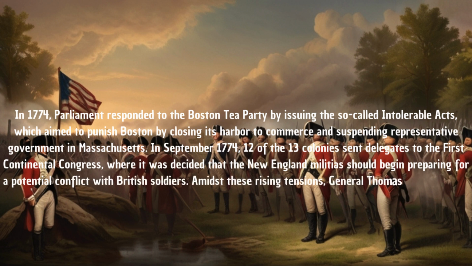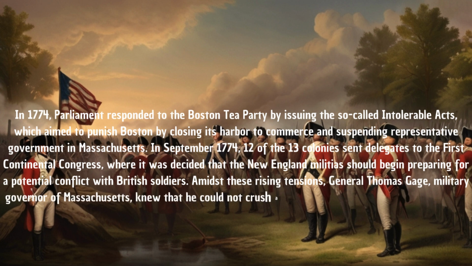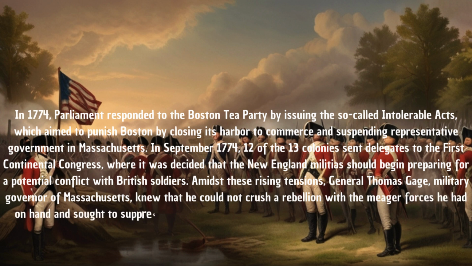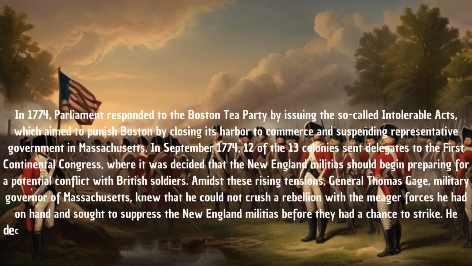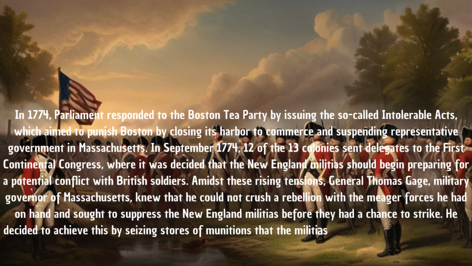Amidst these rising tensions, General Thomas Gage, military governor of Massachusetts, knew that he could not crush a rebellion with the meager forces he had on hand and sought to suppress the New England militias before they had a chance to strike. He decided to achieve this by seizing stores of munitions that the militias had kept stockpiled in various towns.